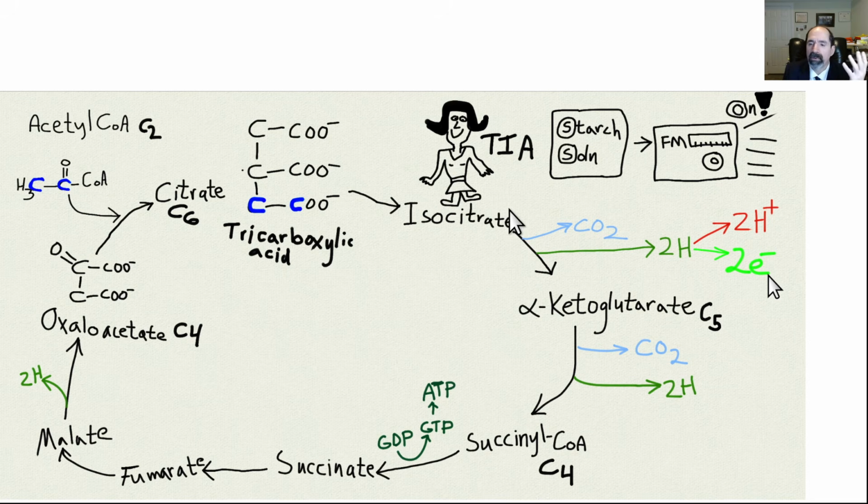So this is a simple pictorial mnemonic, almost an acronym. TIA. So here, imagine I'm talking to my aunt. Tia, starch solution, FM radio, it's on, okay? So if you remember that, you could just look at that and say tricarboxylic acid, isocitrate, alpha-ketoglutarate, succinyl-CoA, succinate, fumarate, malate, oxaloacetate. Boom. You've got all the things in the cycle there. And once you've got all the things in the cycle there, then it becomes easy to remember all the stuff. I like to make a mnemonic to remember a cycle, so then I've got all the molecules in my head, and I can start to think about more details if I want to.